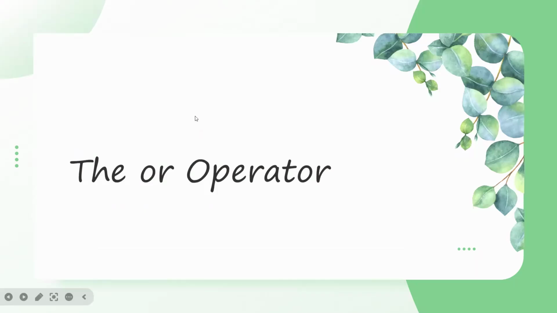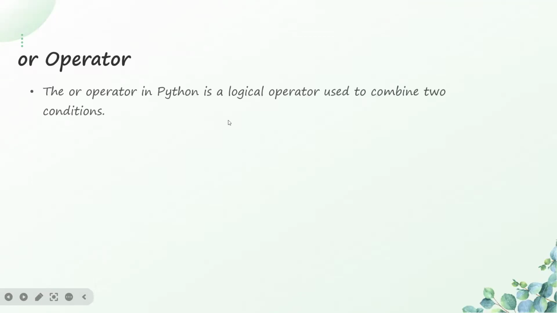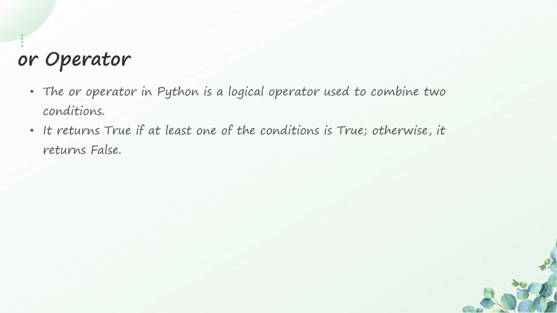So let's talk about the OR operator. The OR operator is a logical operator used to combine two conditions, just like the AND. But the difference here is this: it returns true if at least one of the conditions is true. Otherwise, it will return false. For the AND operator, both conditions have to be true for it to return true. But for the OR operator, if any of them is true, it will return true.